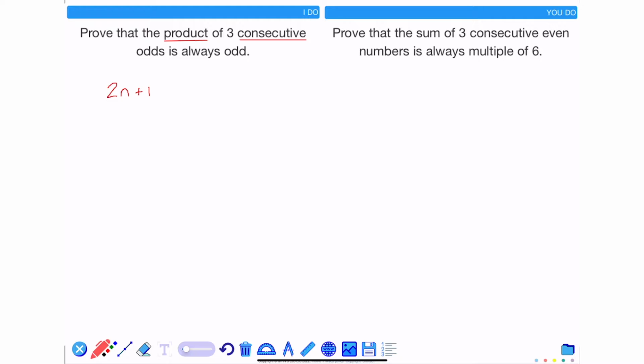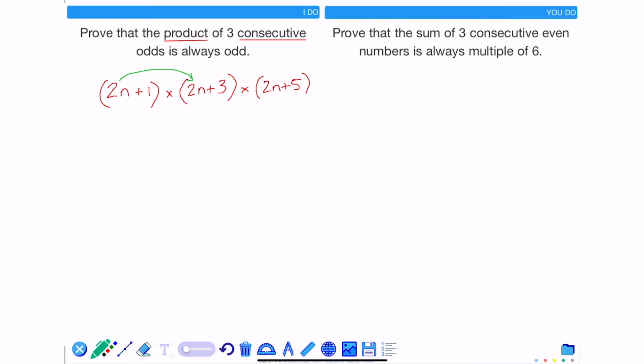To create the next consecutive odd number, I need to add 2 to that number. So 2n add 1 add 2 will give me 2n add 3. And adding another 2 onto it will give me 2n add 5. This is now 3 consecutive odd numbers. So to prove that the product of all of these will always be odd, I need to expand out the triple brackets. So focusing first of all on the first two brackets.